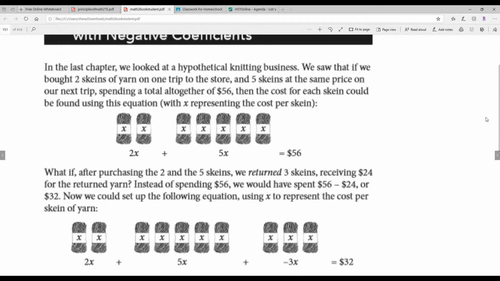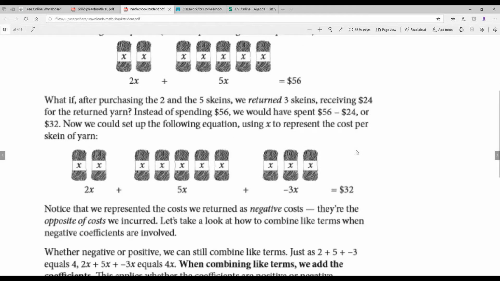Okay. The last chapter we looked at a hypothetical knitting business. We saw that if we bought 2 items of yarn on one trip to the store and then 5 at the same price on our next trip, spending a total together of 56, then the cost for each of those could be found using this equation. 2x plus 5x equals $56. What if after purchasing the 2 and the 5 items, we returned 3, receiving $24 for the returned yarn? Instead of spending $56, we would have spent 56 minus 24, or 32.